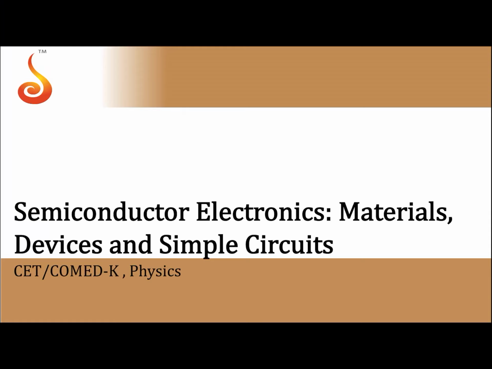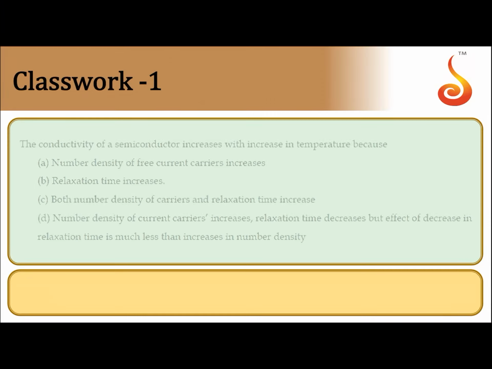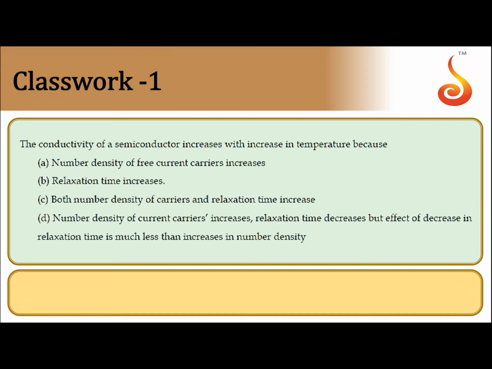In today's class, we'll discuss MCQs on semiconductor electronics: materials, devices, and simple circuits. So, first one: conductivity of a semiconductor increases with increase in temperature because the number density of free current carriers increases, relaxation time increases, both number density of carriers and relaxation time increase, or number density of current carriers increases, relaxation time decreases, but the effect of decrease in relaxation time is much less than the increase in the number density.